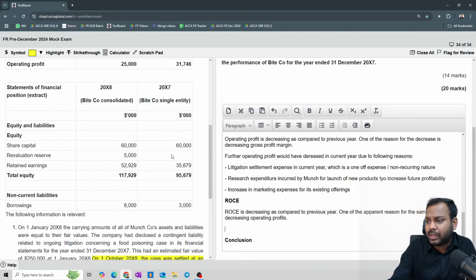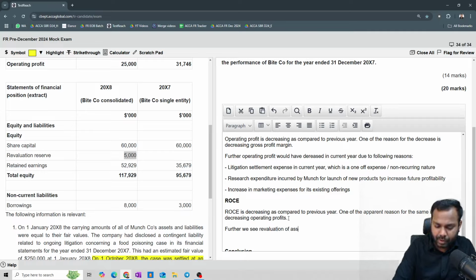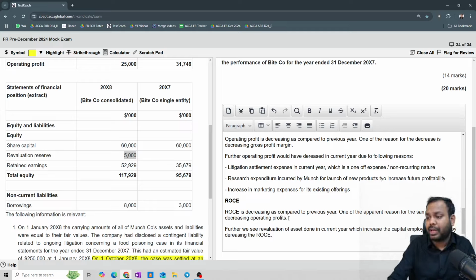In the previous year there was no revaluation reserve, but in the current year we see a revaluation reserve. Further we see revaluation of asset done in current year, which increases the capital employed, and thereby decreases the ROCE. Now, see what are the further reasons.